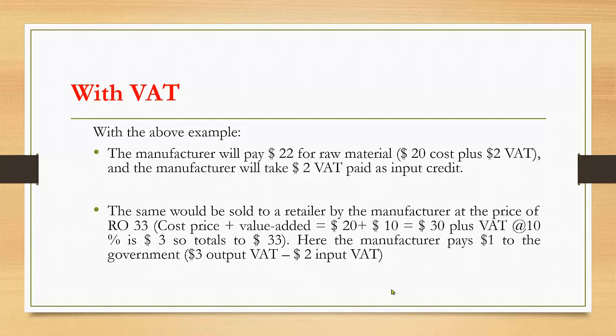So the $33 includes $3 of tax. Since the manufacturer has paid $2 already and has received $3 from the retailer, the difference comes to $1. So this extra $1 will go to the government. So here you can see the manufacturer pays $1 to the government because $3 is an output tax which the manufacturer has collected from the retailer, and the manufacturer had already paid $2 on account of VAT. So 3 is the collection, 2 is the payment, the difference will come to 1, and then it will go to the government.